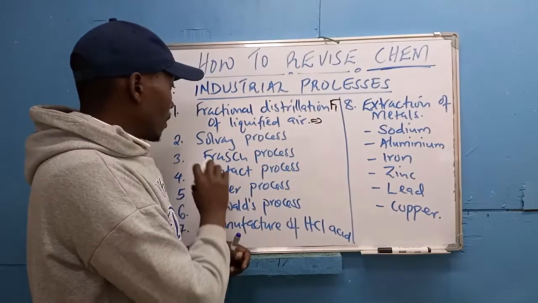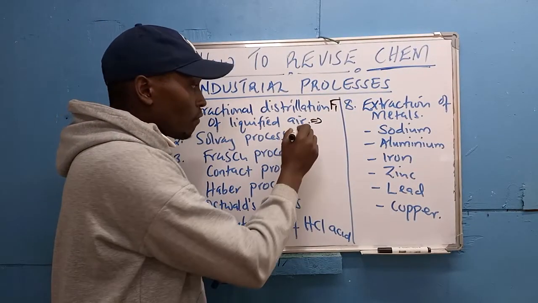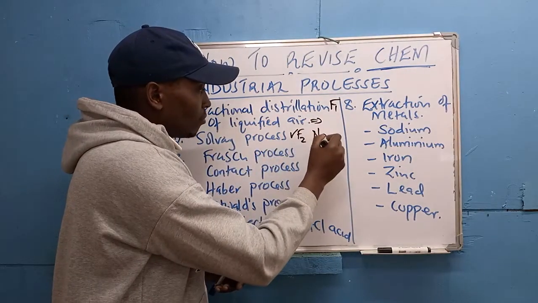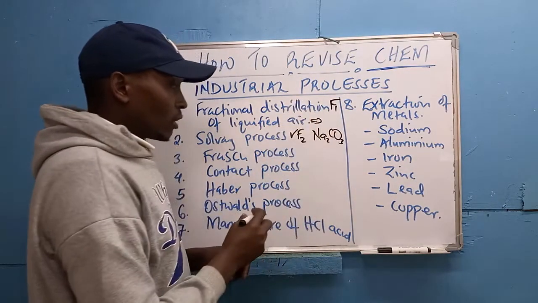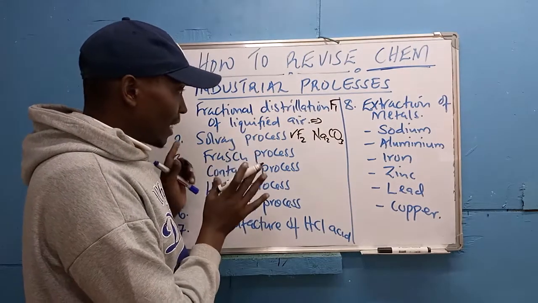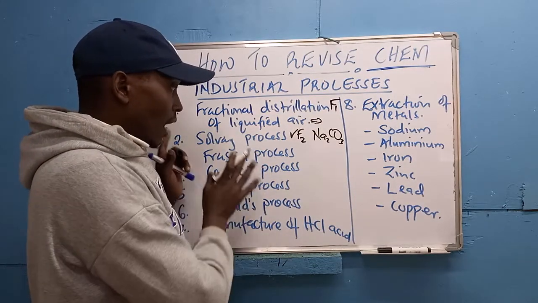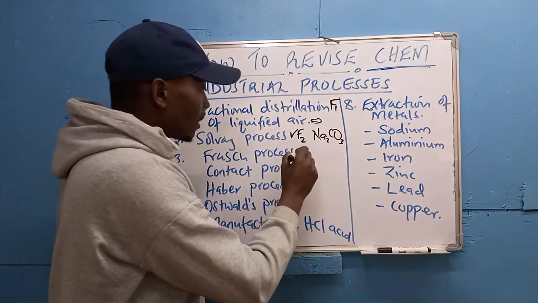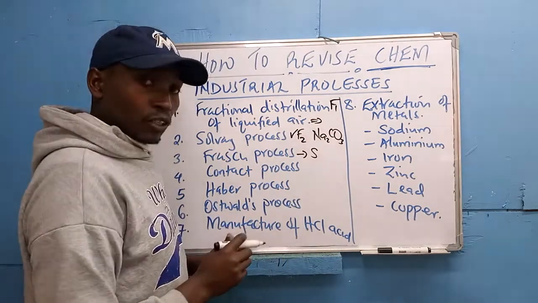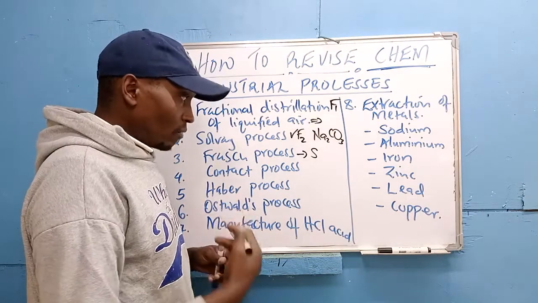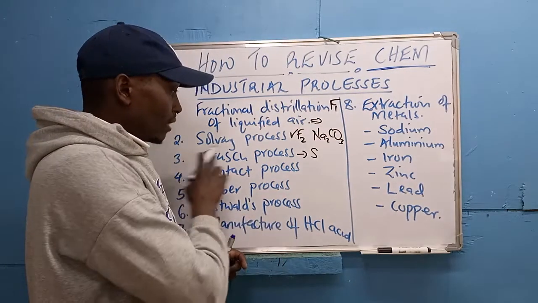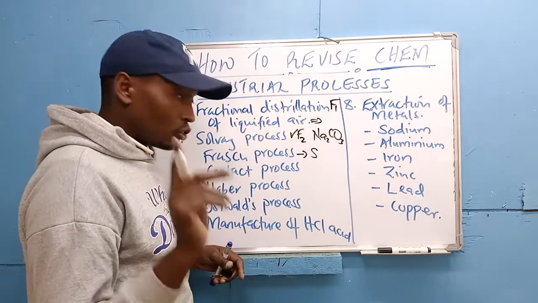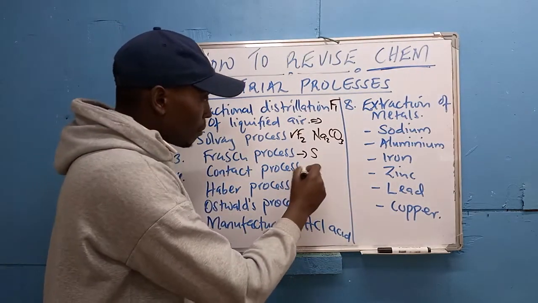Then the Solvay process in Form 2. This is the manufacture of sodium carbonate. The student needs also to understand what exactly happens step by step, like I did in one of the videos. Then the extraction of sulfur, Frasch process, how it is done. In one of the previous videos, again, I demonstrated this when I was revising KCSE 2021 paper 2. That one you can check.